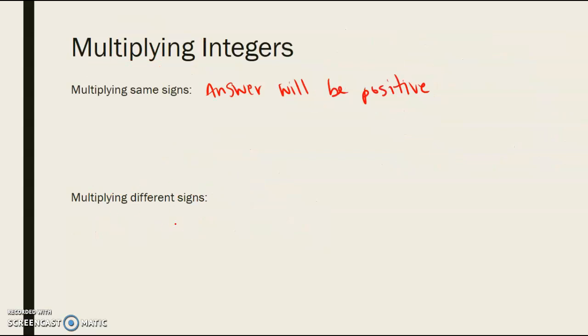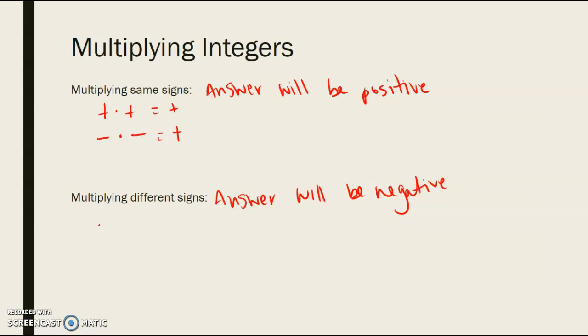So if we're multiplying with different signs, then our answer will be negative. So multiplying same signs, positive times positive equals positive, negative times negative equals positive. I was adding in my head for a second there. Positive times negative equals negative, but a negative times a positive will also equal a negative. And so that's what we're thinking when we are multiplying, technically also dividing integers.